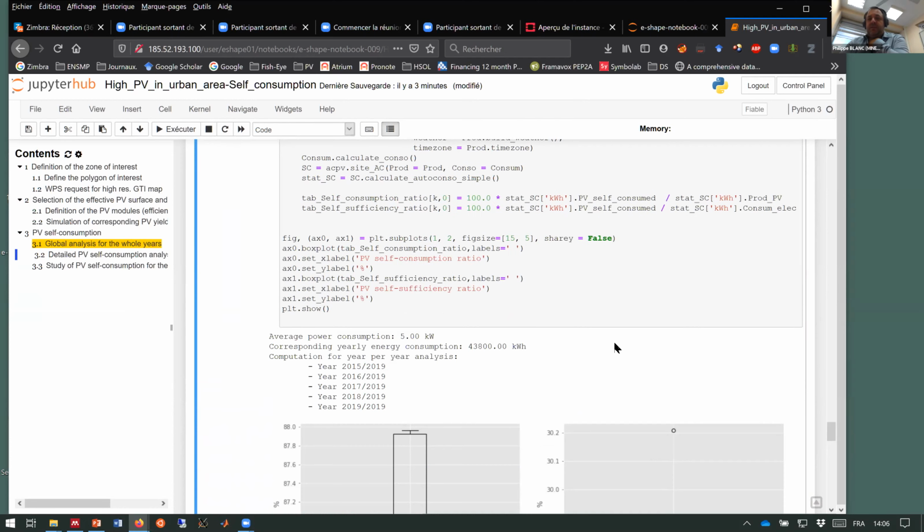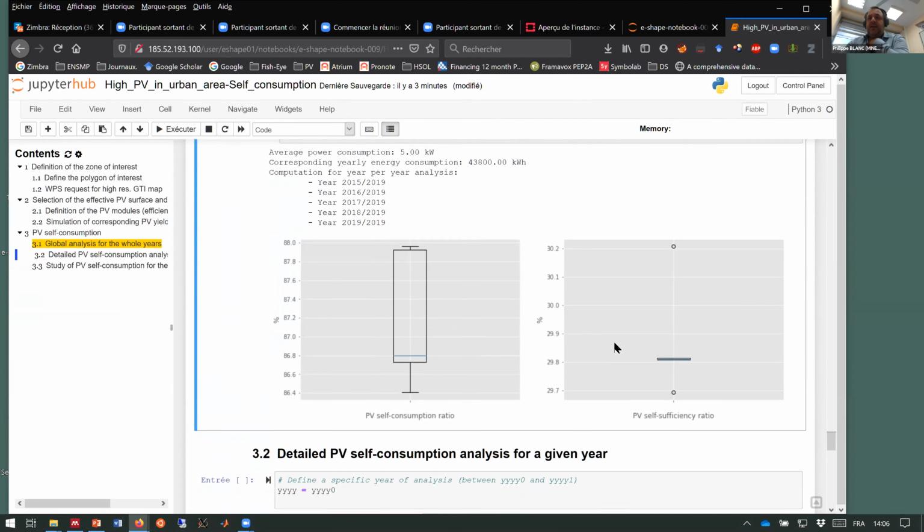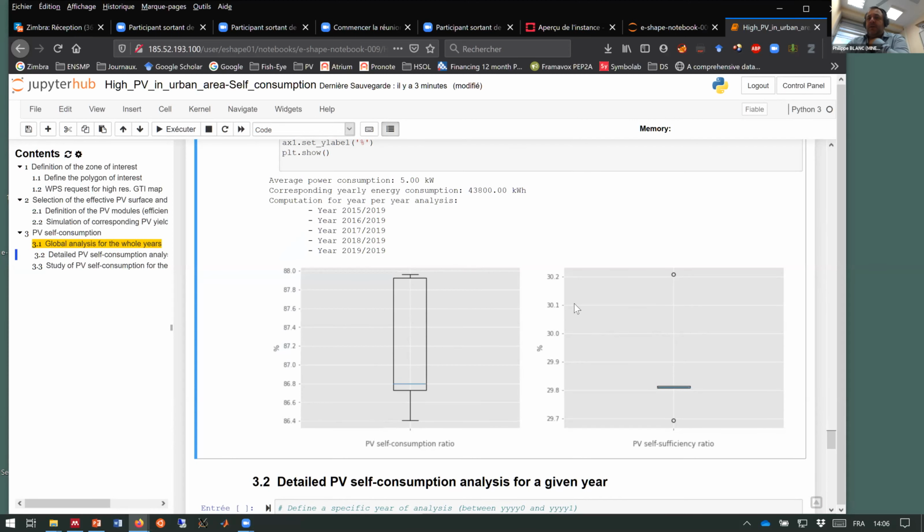43 megawatt hours. And here are 2 box plots providing the interannual variability of the PV self-consumption and the PV self-sufficiency ratio. So what is the PV self-consumption ratio? It is the amount of energy coming from the PV system that is actually consumed, because it's below the energy consumption, divided by the amount of energy that has been provided by the PV system.